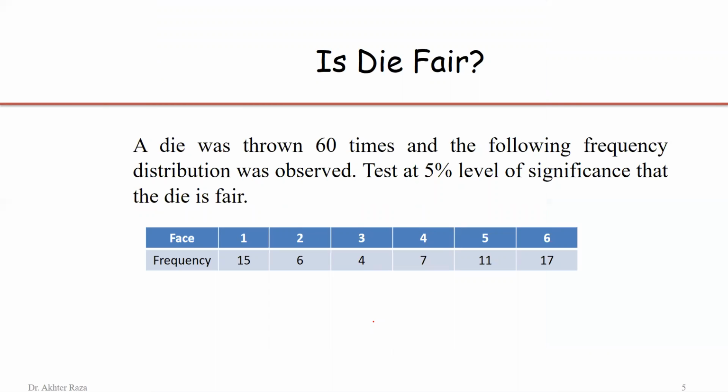Now we are going to complete 2 or 3 examples using the test of goodness of fit. Here we have to check whether the die is fair or not. The null hypothesis will be what? The die is fair. So the null hypothesis is the die is fair, along with the alternate hypothesis, the die is not fair, or the die is biased. H1: biased die.